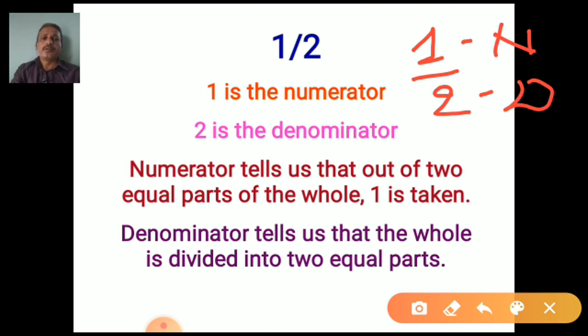Okay, students, you know this thing very well. The numerator tells us that out of 2 equal parts of the whole, 1 is taken. The denominator tells us that the whole is divided into 2 equal parts. Good.